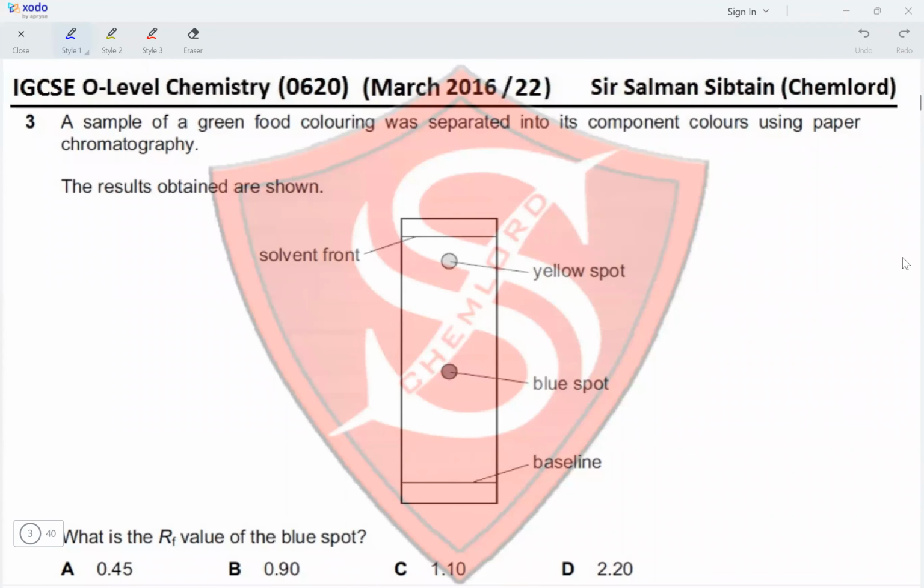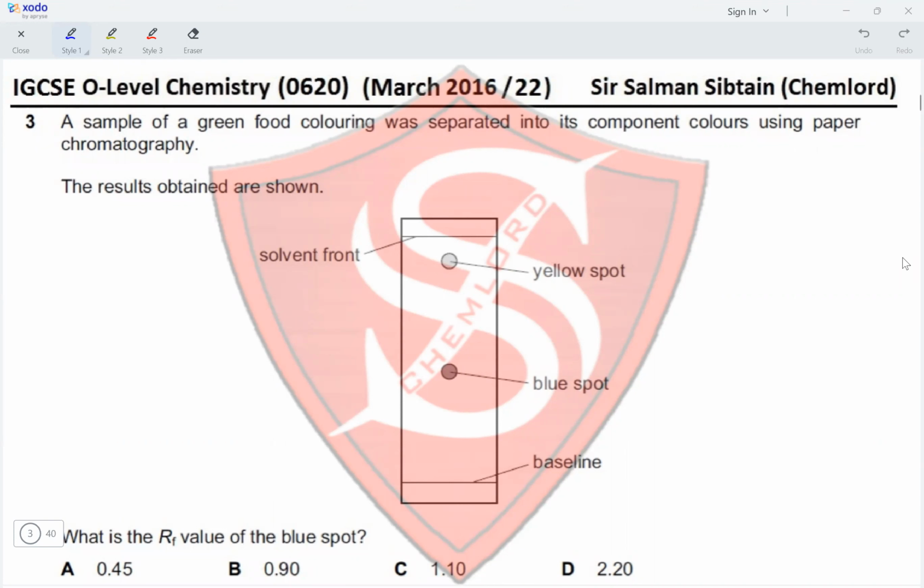Question 3. A sample of a green food coloring was separated into its component colors using paper chromatography. The results obtained are shown. So we have a blue spot and a yellow spot, and we have a solvent front and a baseline. What is the RF value of the blue spot?